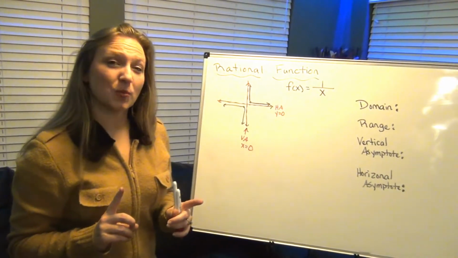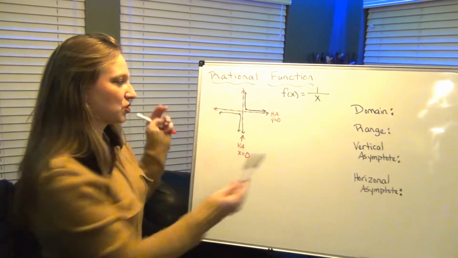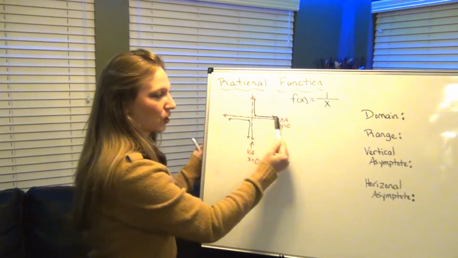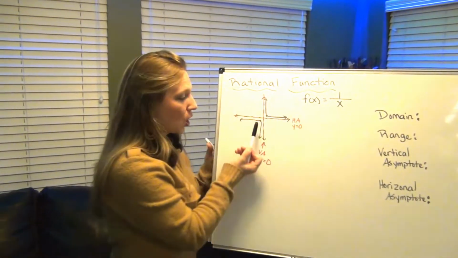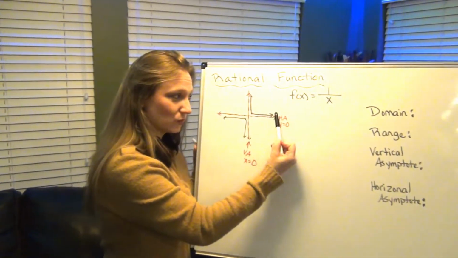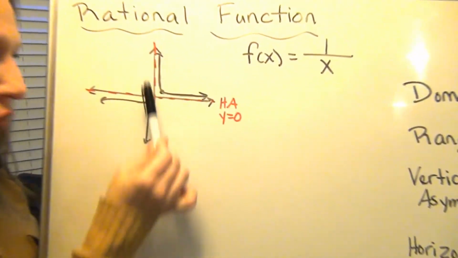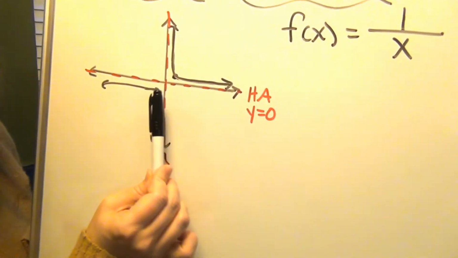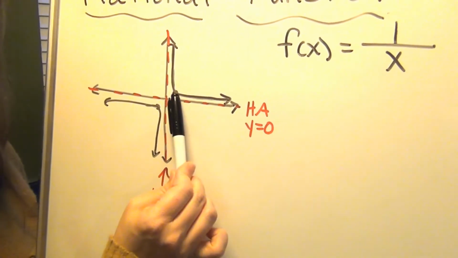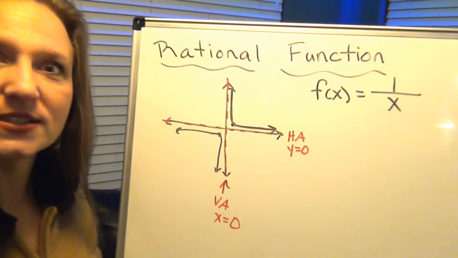Now, let's talk about the domain because it's a little bit different for this kind of graph. Remember, domain asks the question, how far left and how far right does the graph go? Well, this graph keeps going left and left and left, and right and right and right, with one exception. It's skipping over 0 right here. You can see this is getting closer and closer to 0, and this is getting closer and closer to 0, but neither line is reaching 0.